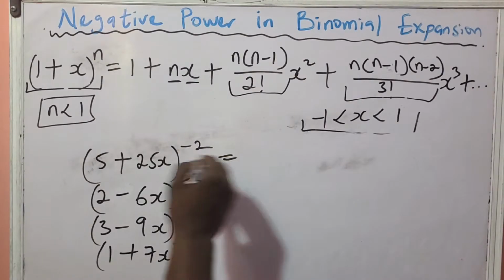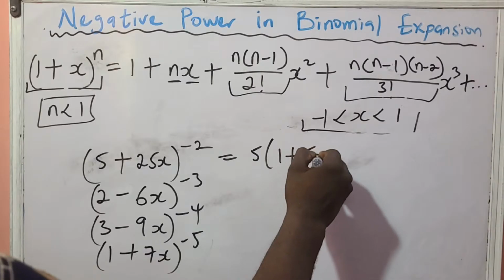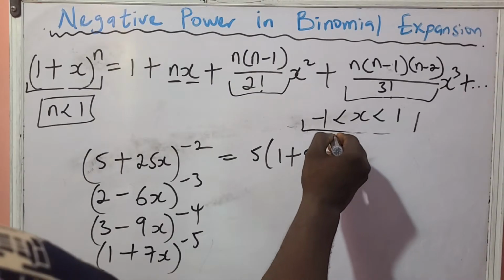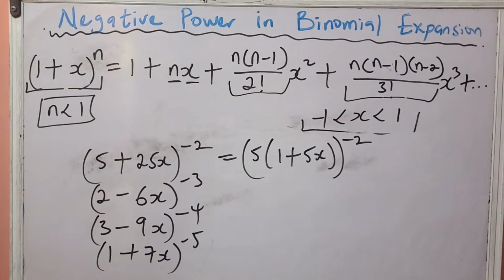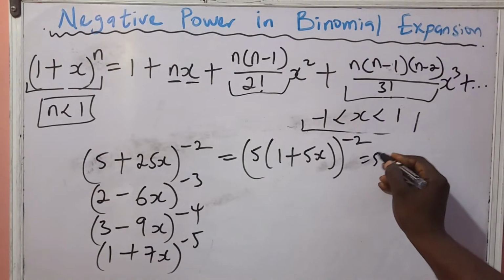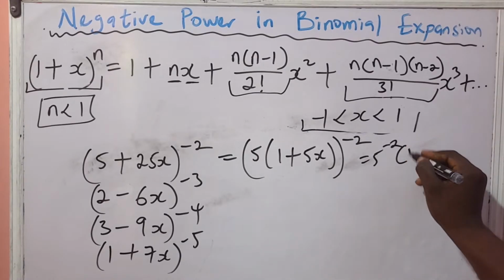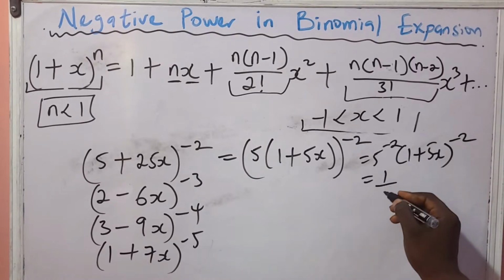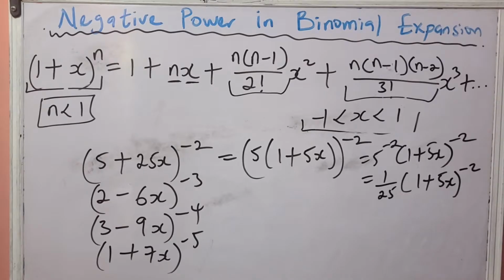As I explained already, the first thing is to bring out the 5 in the first question. So I'll be left with 1 plus 5x. Now, don't forget, I do not put the minus 2 here alone. I have to put all of them into minus 2. So this will be equals to 5 raised to the power minus 2, then 1 plus 5x raised to the power minus 2. This will be 1 over 25 because 5 raised to the power 2 is 25. Then 1 plus 5x raised to the power minus 2.